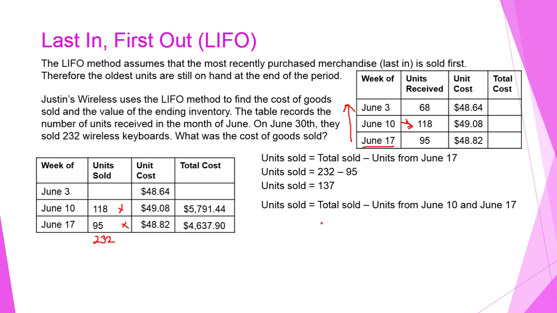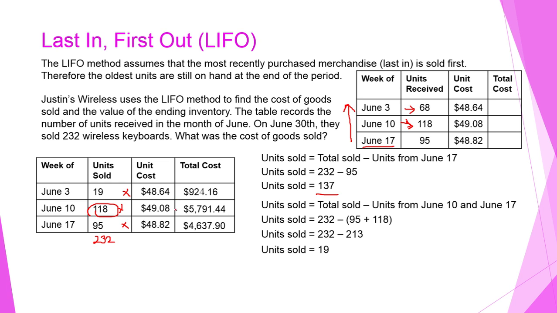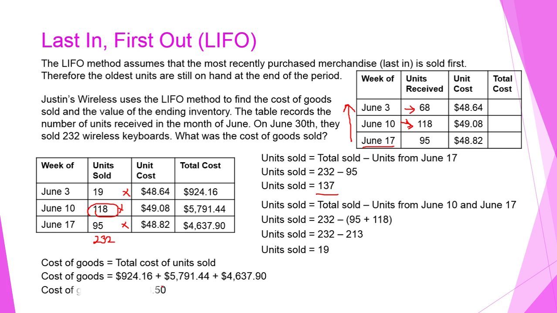So let's see how many keyboards we have left. So we should have 19 left from 137 minus 118, right? So the 19 all comes from June 3rd. So we multiply 19 times $48.64, giving us $924.16. So the cost of goods sold for the month of June will be $11,353.50.